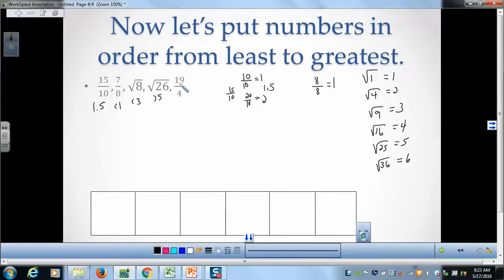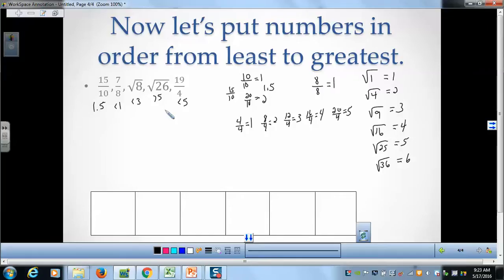And then let's look at 19/4 and see how many wholes we have here. Once again, 4 over 4 is 1 whole. 8 over 4 would be 2 wholes. 12 over 4 would be 3. 16 over 4 would be 4. And then 20 over 4 would be 5 wholes. So when I look at this, 19 over 4 is just before this. It's not quite to 5. So this is a little bit less than 5. Notice I'm not really trying to get exact values right now.